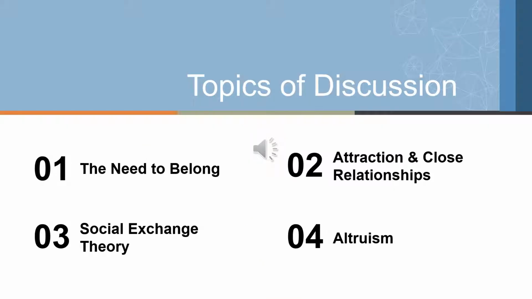This week's PowerPoint will outline some of the topics discussed in this week's reading, the first of which being the need to belong, the second being attraction and close relationships, the third being social exchange theory and what happens when social exchange rules are violated, and the fourth being altruism.